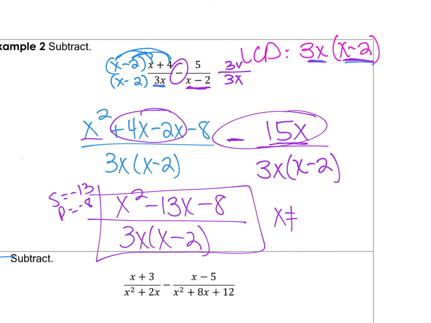Excluded values, looking at your denominator, 3x. 0 would cause that to be 0. And then the next one would be positive 2. Because 3x equals 0, divide by 3, and you still get 0. So anytime it's one term, 0 is going to be what causes that to be 0.